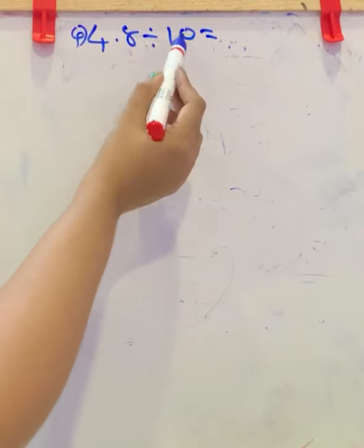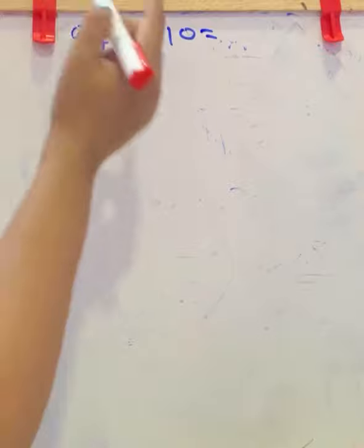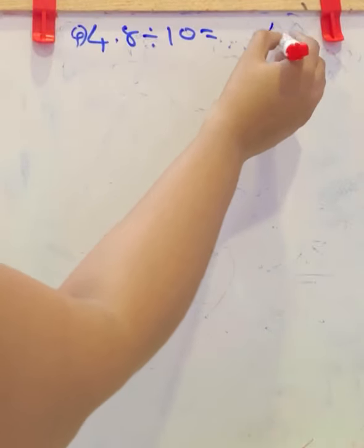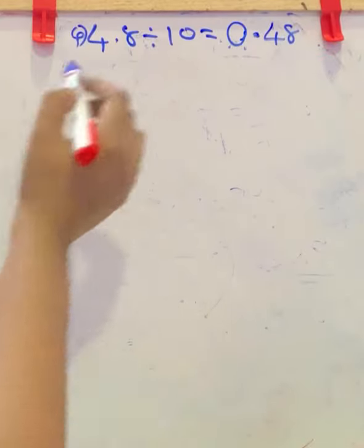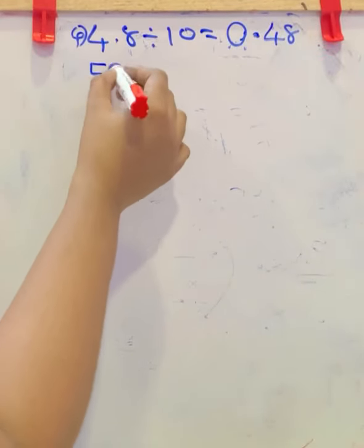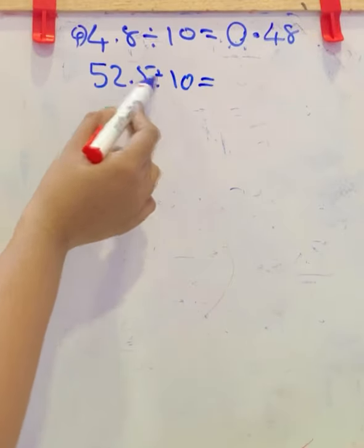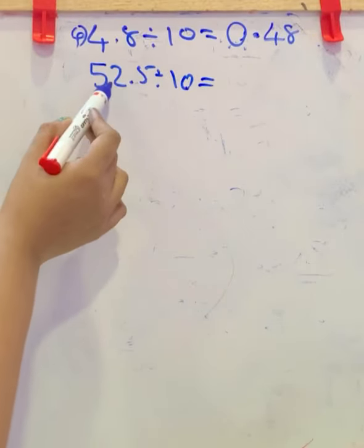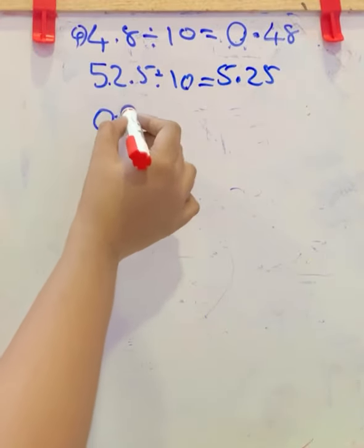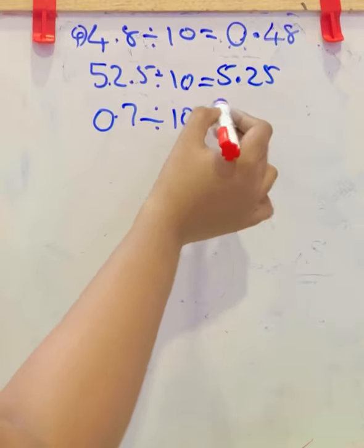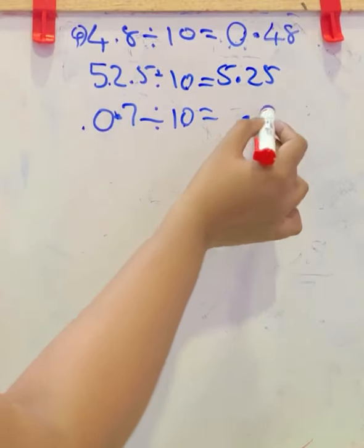Here we know if there is 1 0, then you will move the decimal to left side 1 place. So it will reach as 0.48 and you will write a 0 here. So this becomes 0.48. Next is 52.5 division 10. That is, here is the decimal. Here 1 0, so move 1 place to left side, it reaches 5.25. Now 0.7 division 10. Here is the decimal, 1 place to left side, it reaches here 0.07.